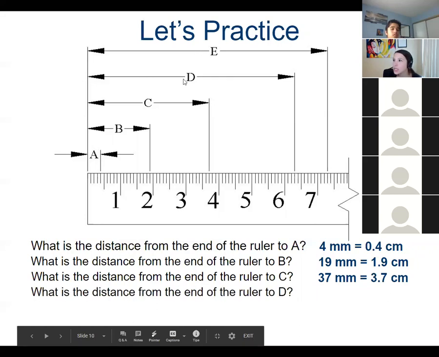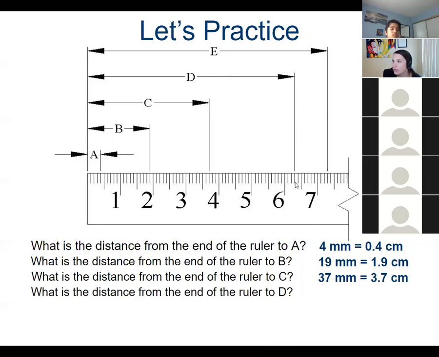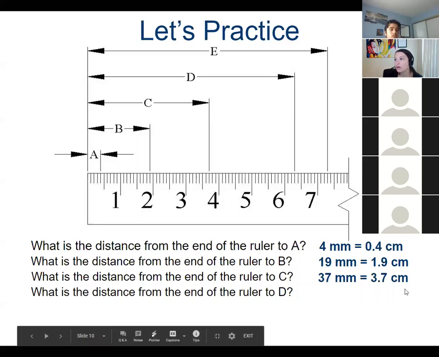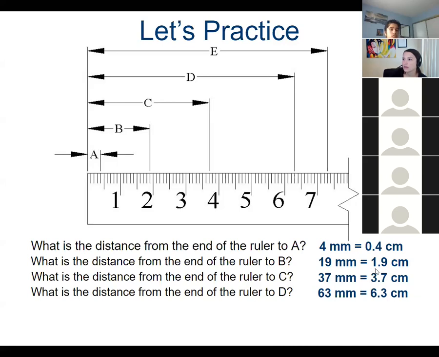All right, letter D is all the way over here. What is the measurement of letter D? How many little tiny lines after? 63 millimeters, very good, or 6.3 centimeters. Do you see how straightforward this one is? There's no simplifying, there are no tricks to it. All the lines are the same size except for the halves and the wholes.